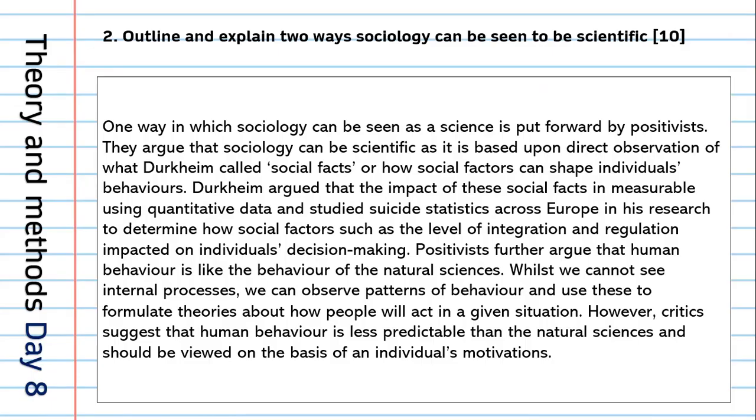So, outline and explain two ways sociology can be seen to be scientific. One way in which sociology can be seen to be a science is put forward by positivists. They argue that sociology can be scientific as it is based upon direct observation of what Durkheim called social facts, or how social factors can shape individuals' behaviours. Durkheim argued that the impact of these social facts is measurable using quantitative data, and studied suicide statistics across Europe in his research to determine how social factors such as the level of integration and regulation impacted on individuals' decision making.